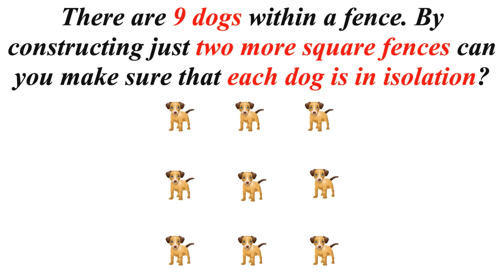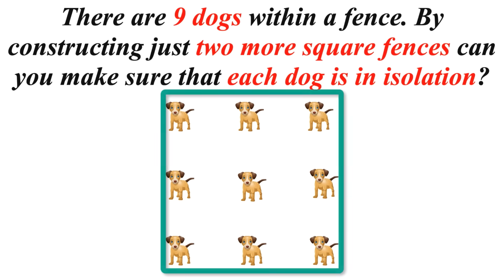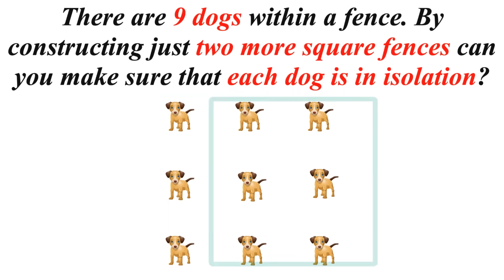As shown in the image, there are 9 dogs within a fence. By constructing just 2 more square fences, can you make sure that each dog is in isolation? Let me repeat the puzzle. As shown in the image, there are 9 dogs within a fence. By constructing just 2 more square fences, can you make sure that each dog is in isolation?